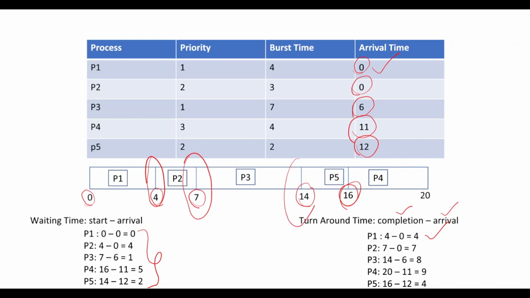P3 completion time is 14 minus 6. Okay, that is what we have done here. P4 completion time is 20 minus 11. So that is what we have done. P5 completion time is 16 minus 12. That is what is done here. Right? So the total average turnaround time is total of all these values by total number of processes, which we got 6.7. Right? So this is how non-preemptive priority scheduling algorithm will work. Okay, I hope you all are clear with this algorithm, how it will be executing.